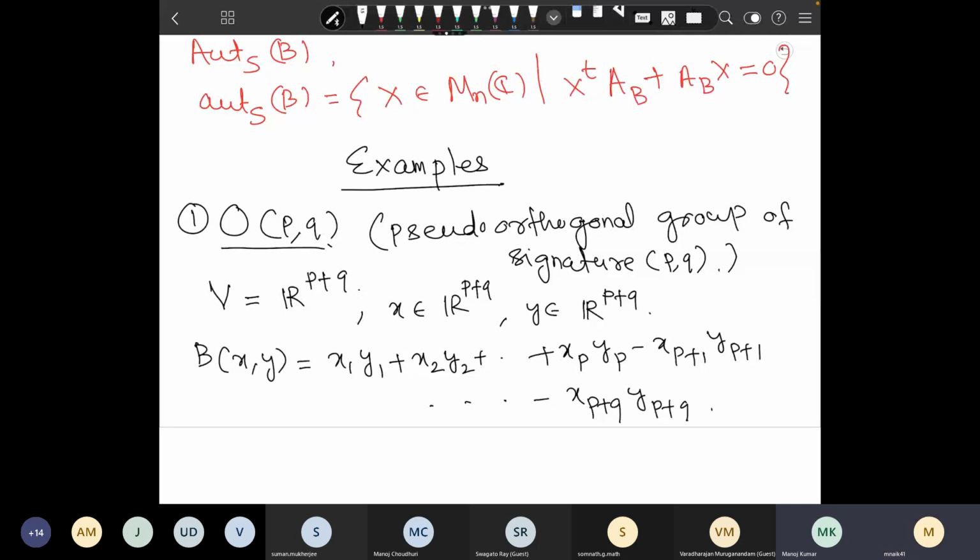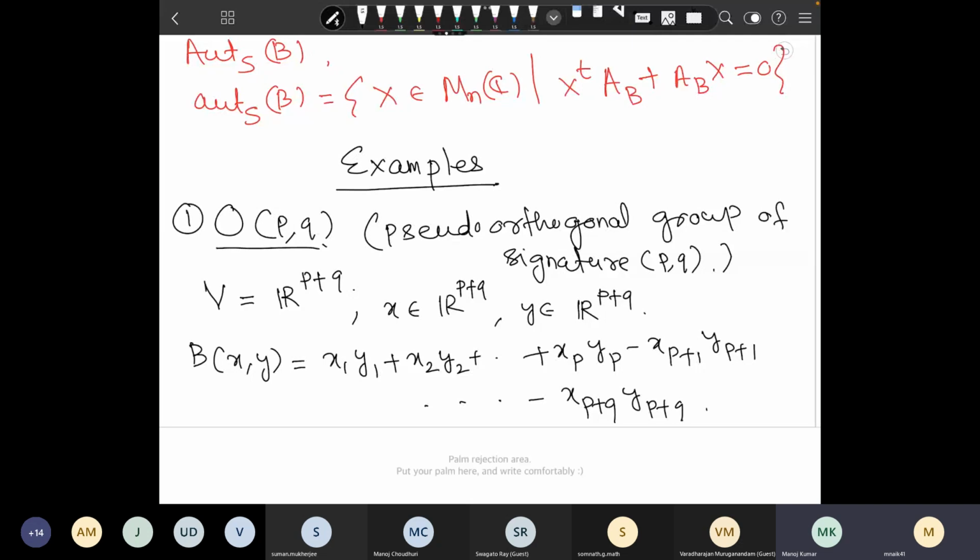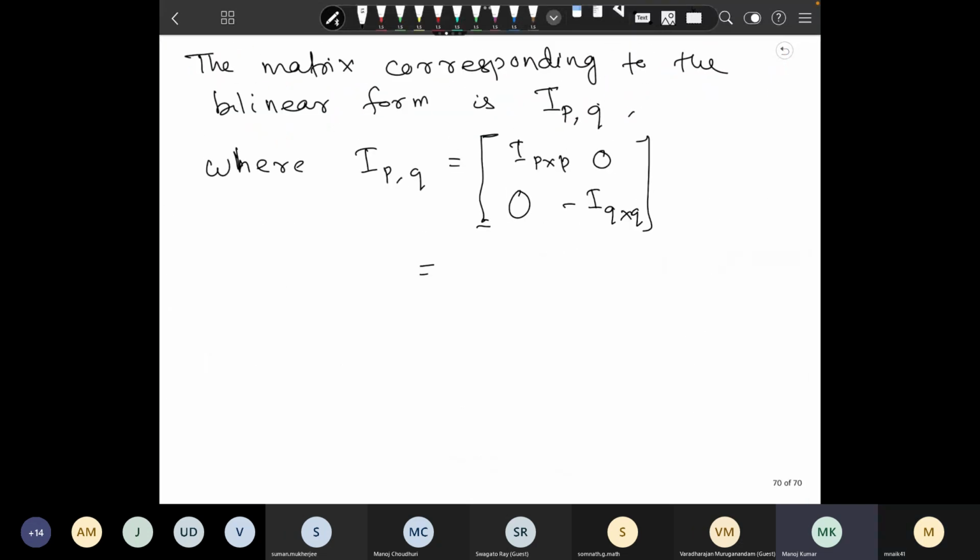Everything actually I will talk about in the standard basis, but in one case I will discuss something in a non-standard basis, because of some conceptual clarification. Everything else I am doing in the standard basis. Okay, so what will be O(p,q) then?